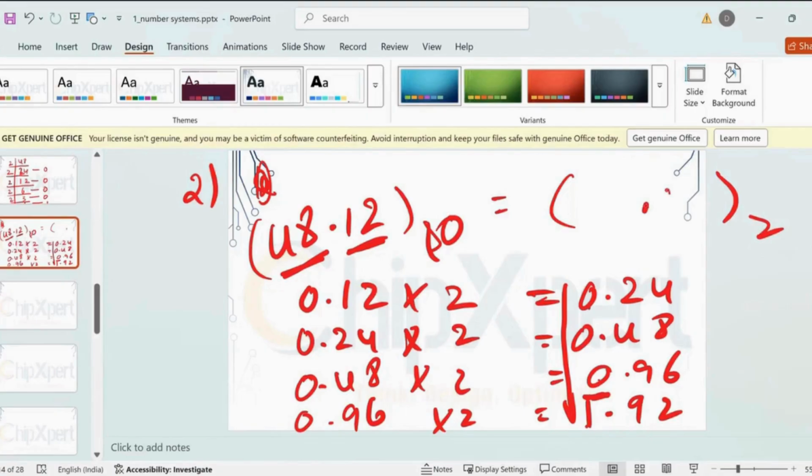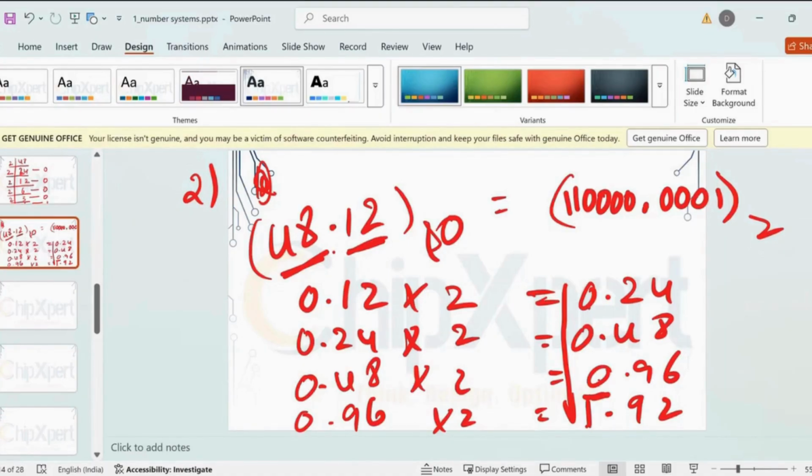That means 0.0001. And what was the 48 we got here? 110000. So this is how we represent the decimal number 48.12 in the form of binaries. The part after the decimal point, we need to multiply. The part before the decimal point, we need to divide.